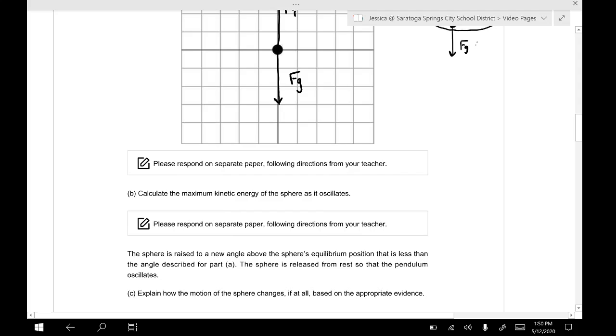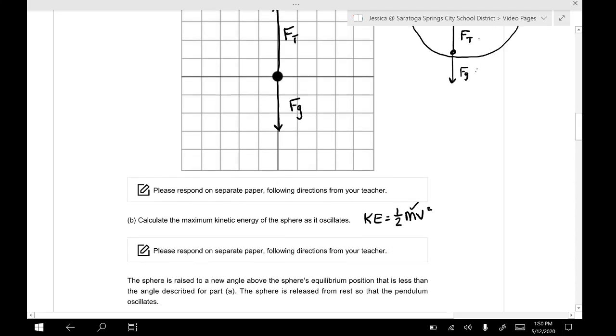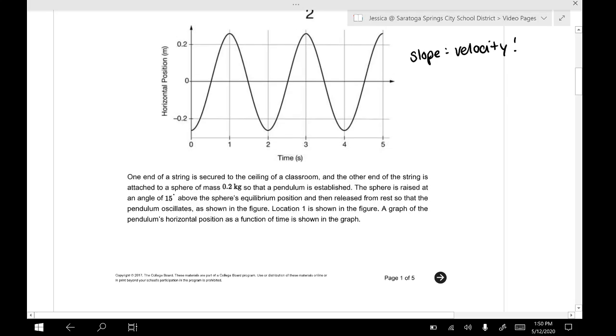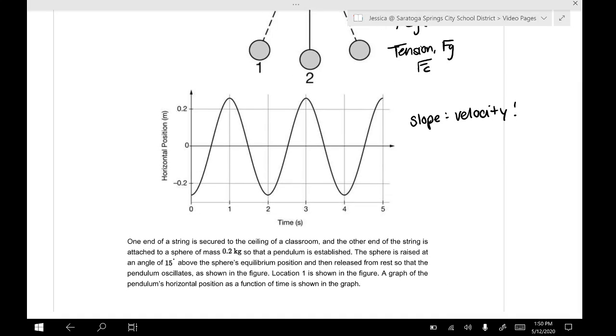Then in part B, I need to calculate the maximum kinetic energy of the sphere as it oscillates. Now normally when I calculate kinetic energy, I do 1/2 mv squared. And while I have the mass, I don't have any information about the velocity. Actually, wait a second, I do have information about the velocity because I'm given this horizontal position versus time graph where the slope of which is velocity.